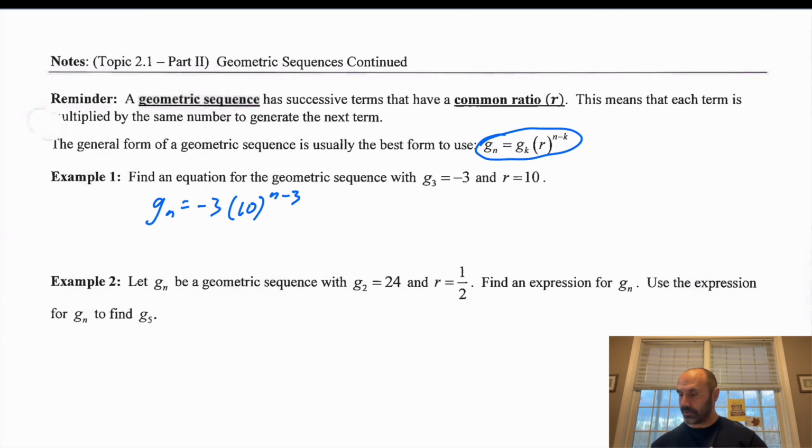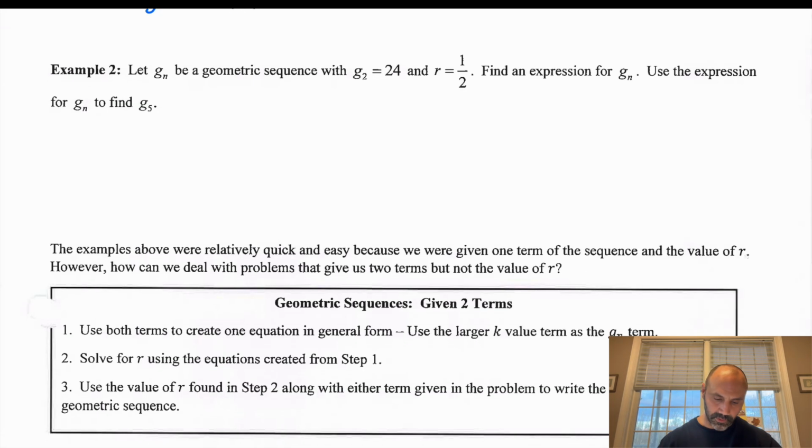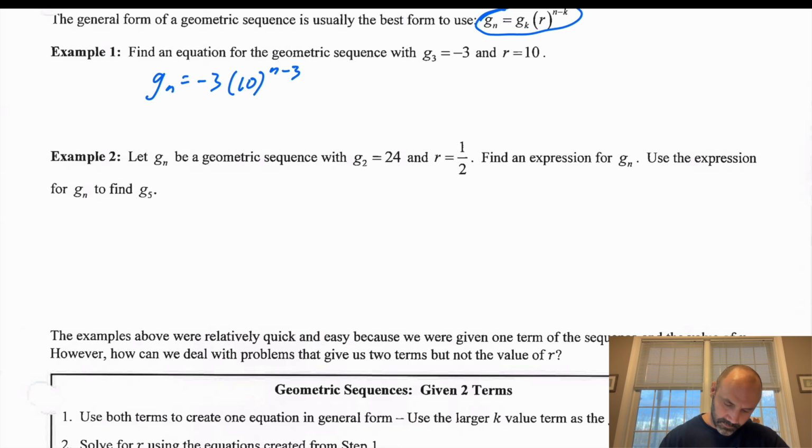That's our general equation. So let g of n be a geometric sequence with g of 2 equals 24 and r equals 1/2. Find an expression for g of n. Use the expression for g of n to find g of 5. Okay, so g of n equals, let's see, g of 2 equals 24. So we put in 24 here. R is 1/2. And then we're going to use n minus 2, because it's n minus k. So that's our general. And now we want to find g of 5.